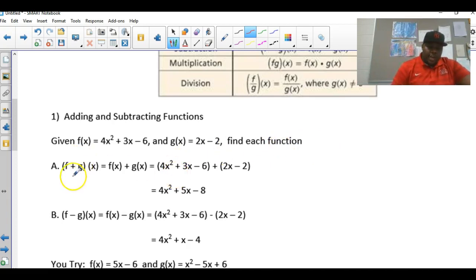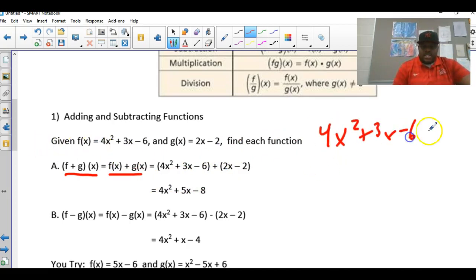Right here we have the function f plus the function g, of x. That's the same thing as saying f of x plus g of x. These are in terms of x, so there are no numbers in place of x. What we're doing is adding the function f, 4x squared plus 3x minus 6, and we're going to add 2x minus 2.